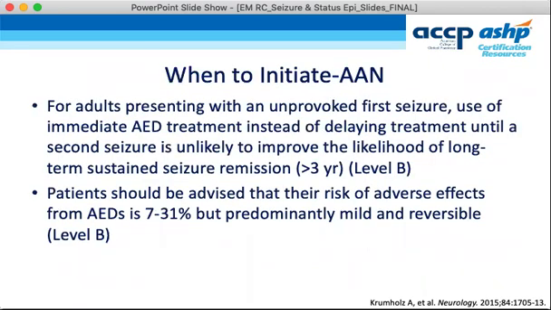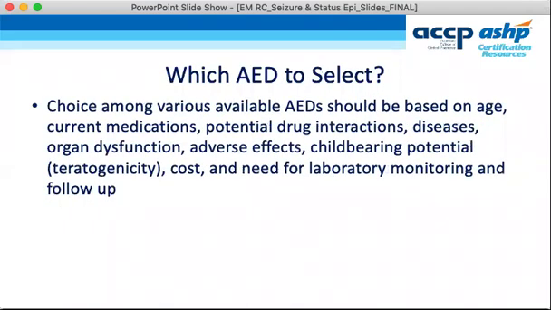Furthermore, for adults presenting with an unprovoked first seizure, use of immediate anti-epileptics instead of delaying treatment until a second seizure is unlikely to improve the likelihood of long-term sustained seizure remission greater than 3 years. Patients should be advised that the risk of adverse effects from anti-epileptics can range, but are predominantly mild and reversible. This would obviously depend on the agent that is selected, which is a perfect segue.